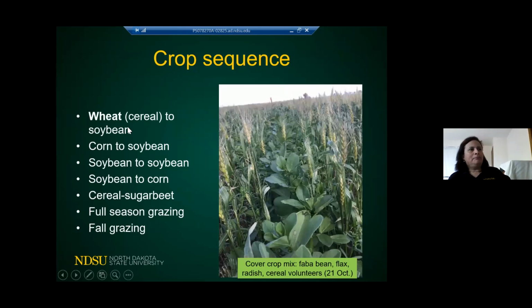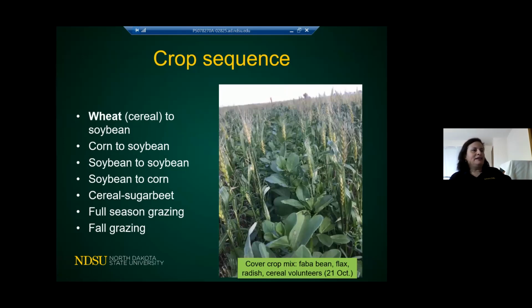In North Dakota, in many parts, we have a wheat or a cereal, could be barley or oats, followed by soybean the following year, right? And that's just going to be one of the common sequences, and I'll show what possibilities of crops you have there. Then we have one that's corn to soybean, where things are a lot more complicated, or soybean to soybean, or soybean to corn, right? For people that grow corn soybean rotation, how we insert these cover crops into those mixes.